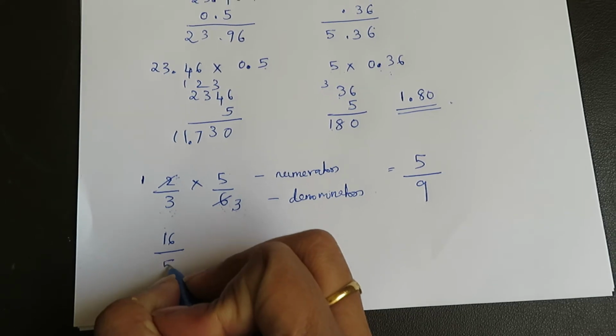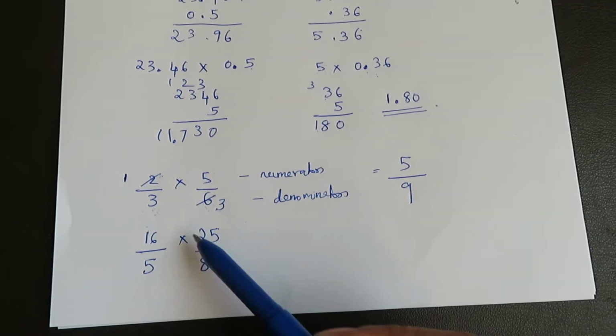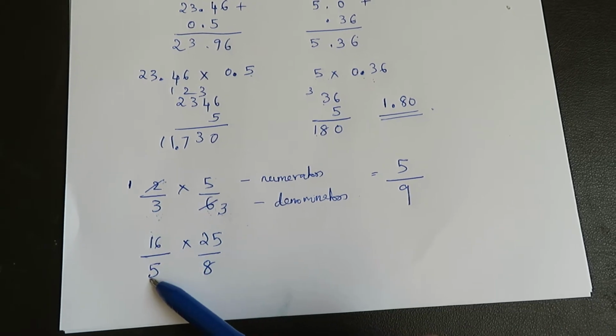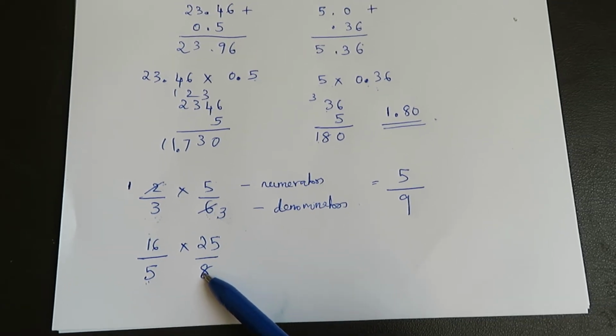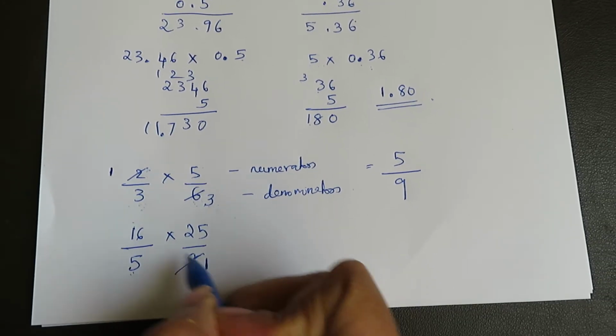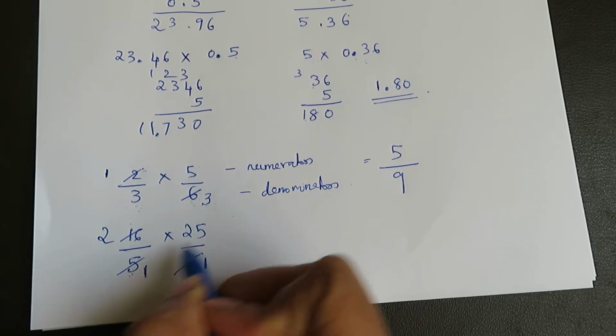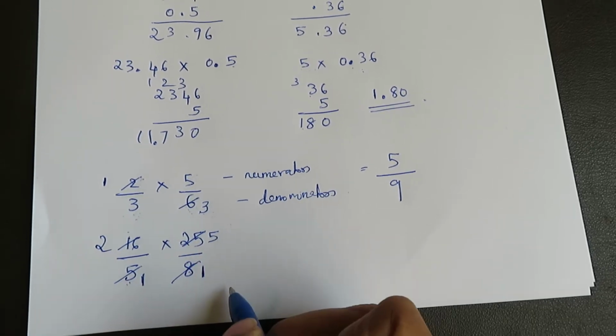16 by 5 times 25 by 8. Any relation between 16 and 5? No. 16 and 8? Yes, I've seen it in 8's multiplication table. So 8 into 1 gives me 8. 8 into 2 gives me 16. 5 into 1 gives me 5. 5 into 5 gives me 25.